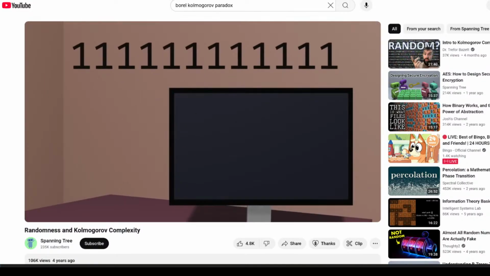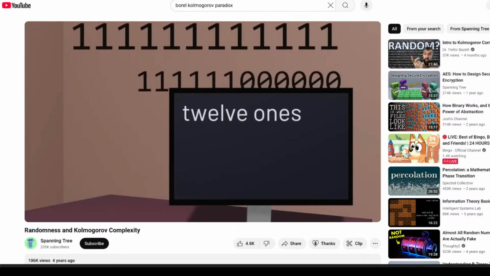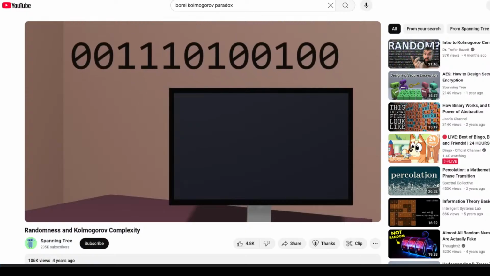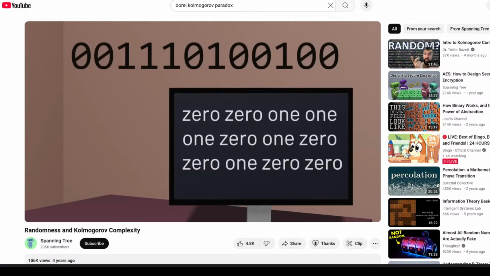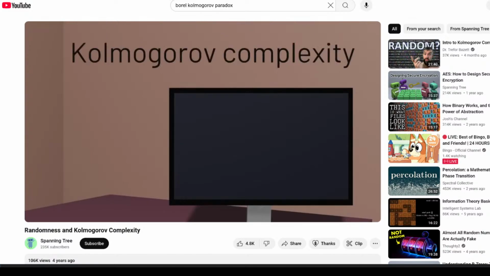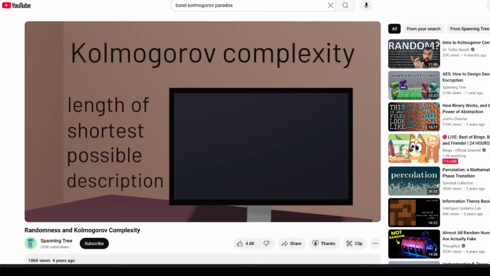This sequence we could describe in English as 12 ones. This sequence we could describe as 6 ones and 6 zeros, but for something that feels more random, it's harder to describe. With this sequence, for example, it's hard to think of any simpler description than just writing out what all of the bits are. This then brings us to the concept of Kolmogorov complexity, a way to describe how much information it takes to represent some piece of data. Kolmogorov complexity is defined as the length of the shortest possible description of some piece of data.